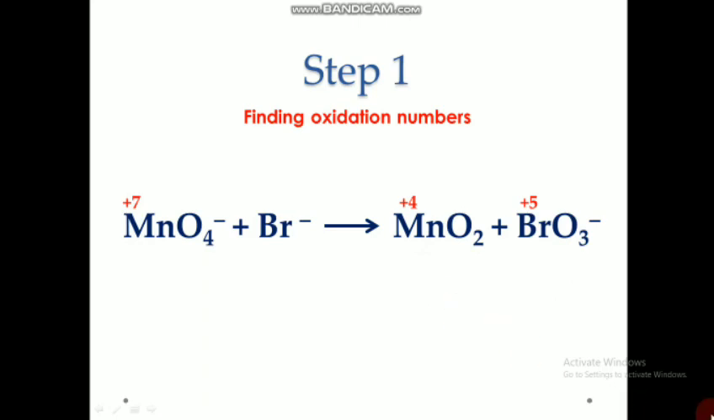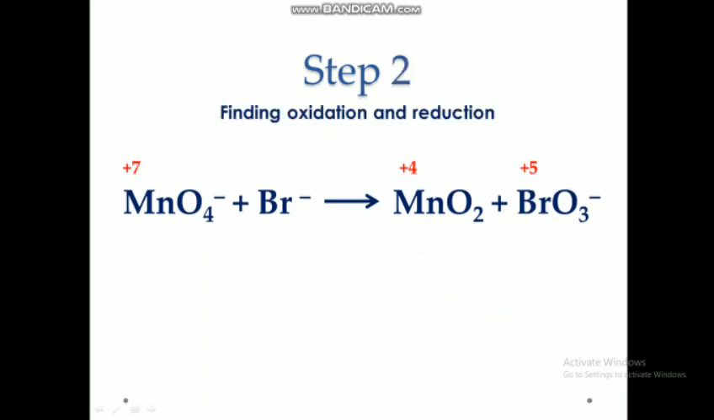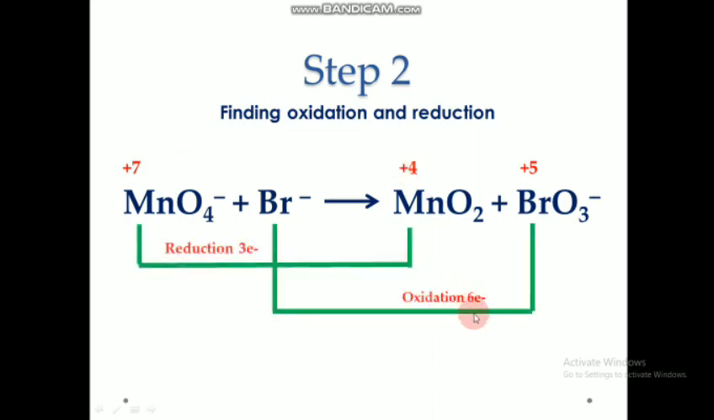Moving on to the second step, which is finding the oxidation and reduction, which is the same as in acidic medium. So plus 7 to plus 4. Manganese is having a decrease in oxidation number, hence we can tell it is reduction. And bromine goes from minus 1 to plus 5, an increase in oxidation number, hence we can tell it is oxidation.